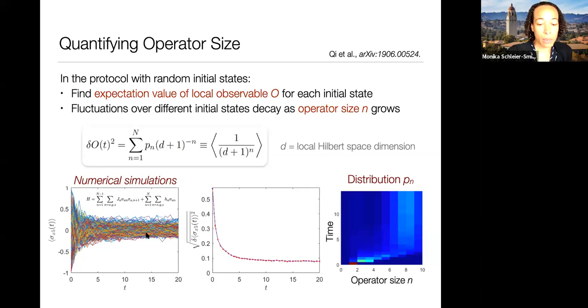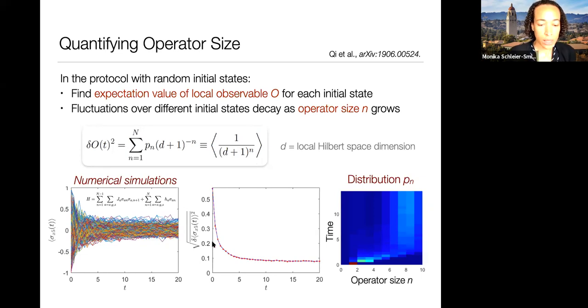And so if the operator has size n, Schleier was able to actually prove that the fluctuations basically go as 1 over the Hilbert space dimension to the power of the operator size. So the bigger the operator, the smaller these fluctuations. And that's a neat quantitative relationship between fluctuations that you can measure by preparing many different initial states and the size of the operator. So that starts to get quantitative.